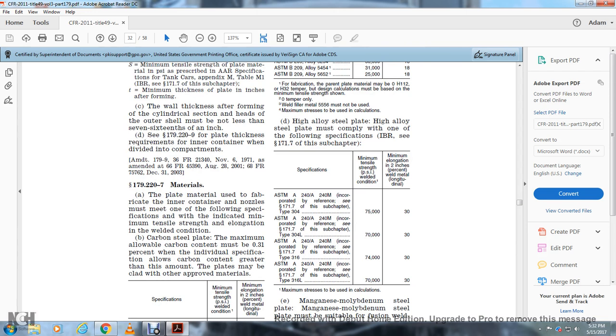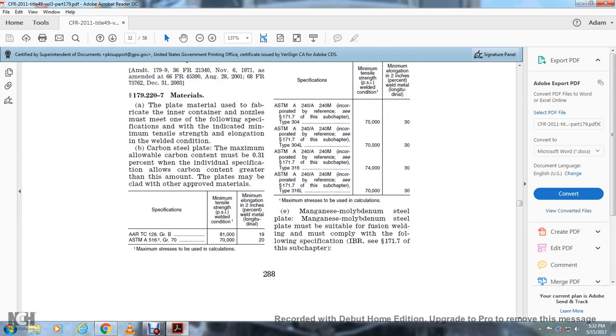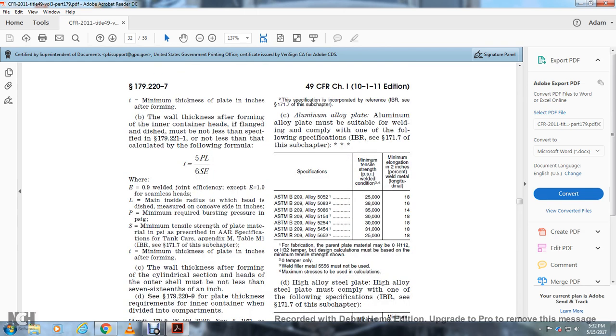179.227. The plate material used to fabricate the inner container for the nozzles must meet one of the following specifications, with the indicated minimum tensile strength and elongation in welded condition. B. Carbon steel: maximum allowable carbon content must not be more than 0.31 percent of the individual specification. Plates with carbon content greater than this amount may be otherwise approved materials. Specification, minimum tensile strength PSI welded condition, minimum elongation in 2 inches percent, welded metal longitudinal.